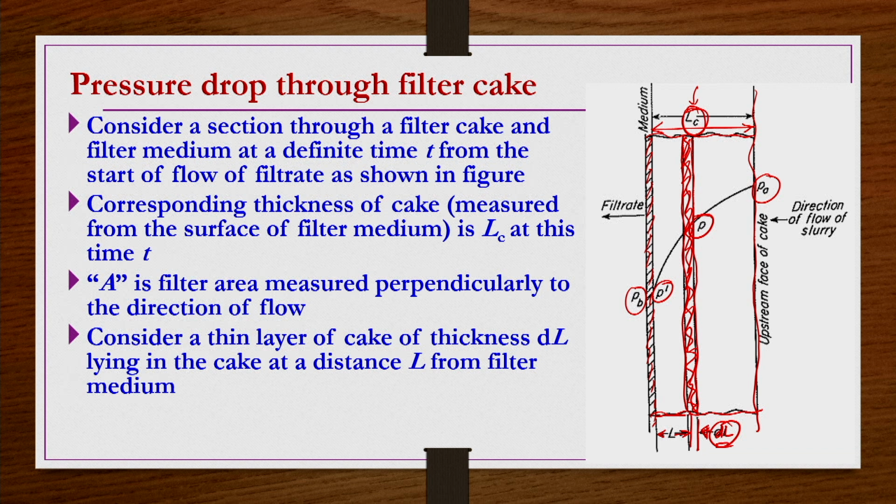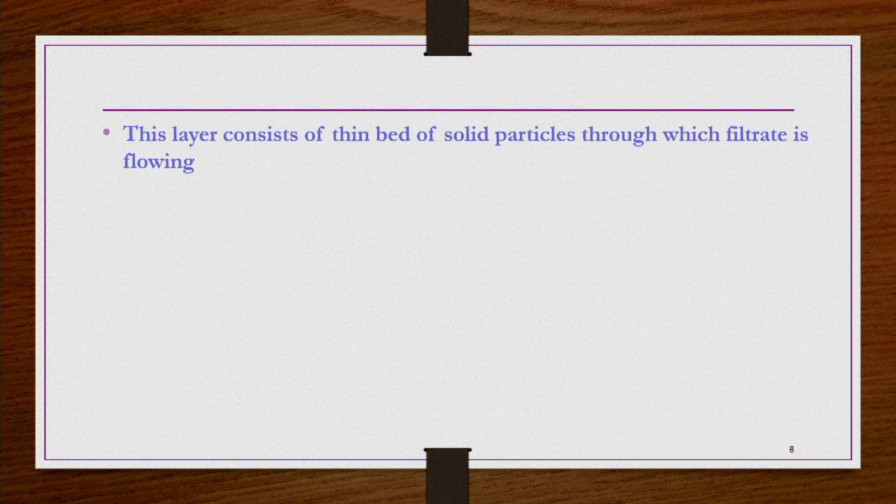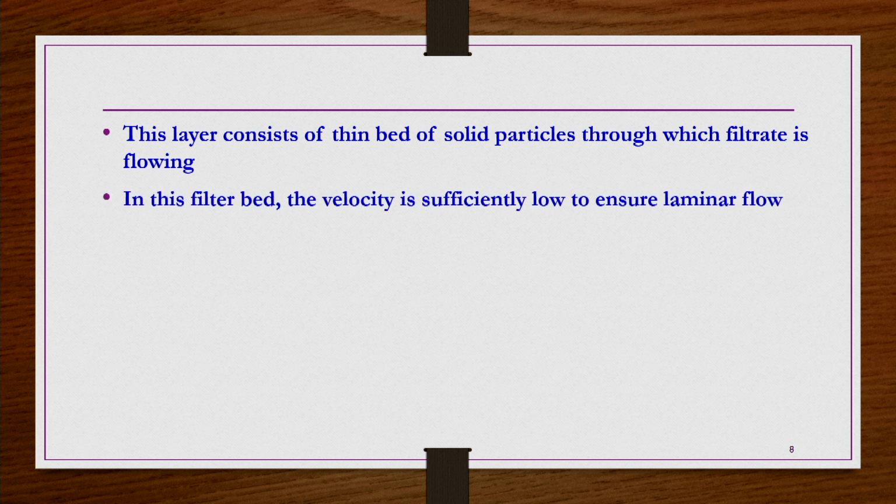Consider a thin layer of cake of thickness dl lying in the cake at a distance L from the filter medium, and the corresponding pressure at this layer is P. This layer consists of a thin bed of solid particles through which filtrate is flowing. In this filter bed the velocity is sufficiently low. Usually in a filtration process the volumetric flow rate of filtrate is small enough to consider that the flow is in the laminar flow region.